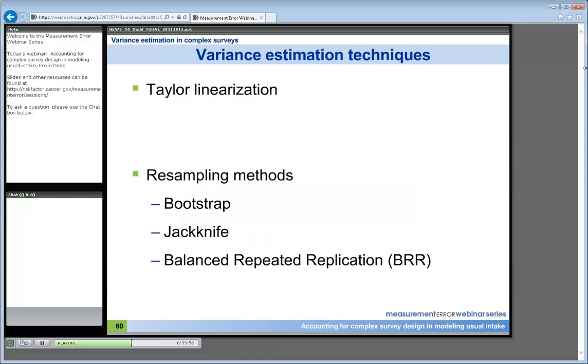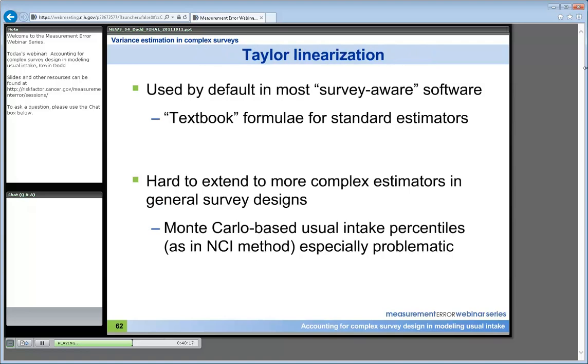If you look at the standard textbooks on variance estimation and complex surveys, you'll find there are two basic approaches to variance estimation. The first is to use the method of Taylor linearization, sometimes abbreviated simply as linearization. And the second is to use a so-called resampling method. I've listed some examples here, and I'll talk about them a little bit later. But first, I want to talk about Taylor linearization.